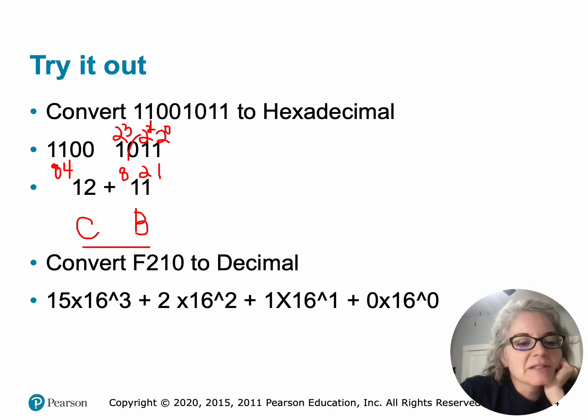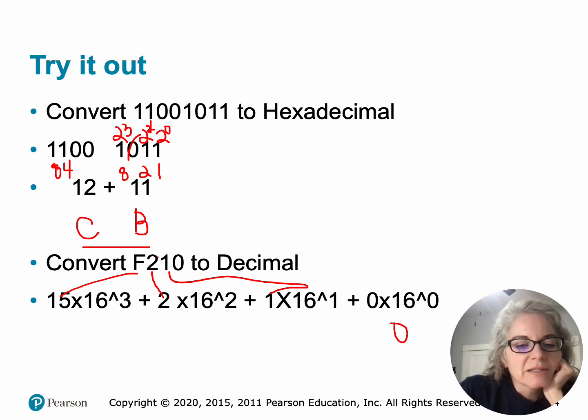So 15 times 16 to the third power, because this is the third position. This is the 2, so 2 times 16 to the second power, second position. This is the first position, so 1 times 16 to the first power. And then this is just 0 times 16 to the 0 power. Anytime you have a 0, you don't have to even calculate it because you know that 0 times anything is going to be 0.